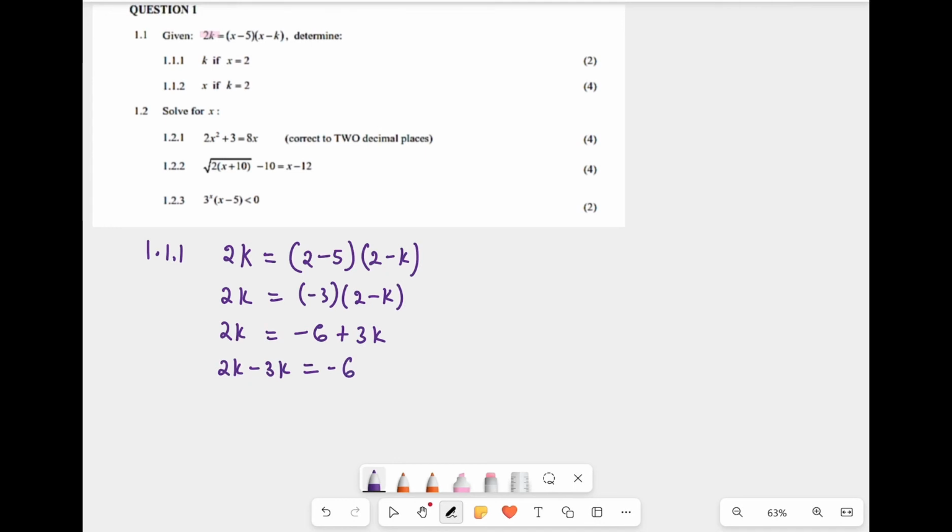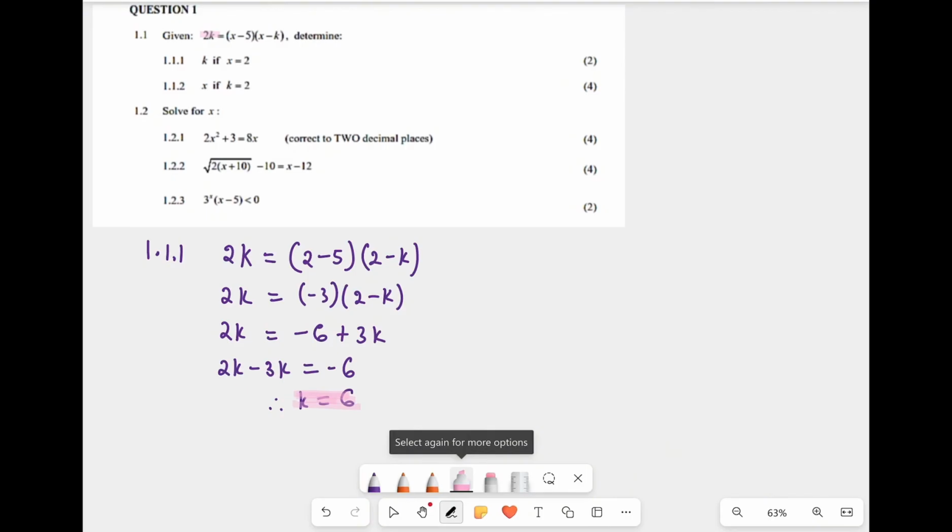So now what is 2k minus 3k? It is negative k is equal to negative 6. So therefore, my k will be positive 6 if I divide throughout by negative 1. And then that is my 1.1.1.